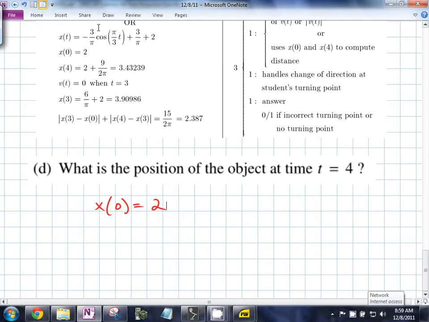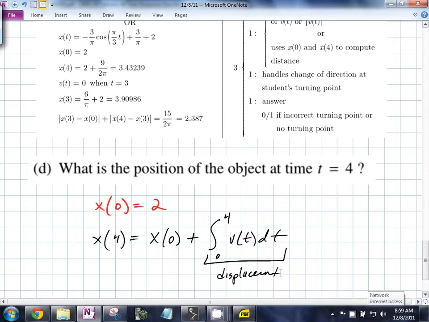It's the displacement, and displacement is just the regular what? Yes, the position at time equals 4 is going to be the position at time equals 0 plus the integral from 0 to 4 of what? Just the velocity. That's the displacement. Because if I started at 2 and I went 10 that way and 10 back, what's my position? 2, right? You need displacement here. This is not distance traveled, right?